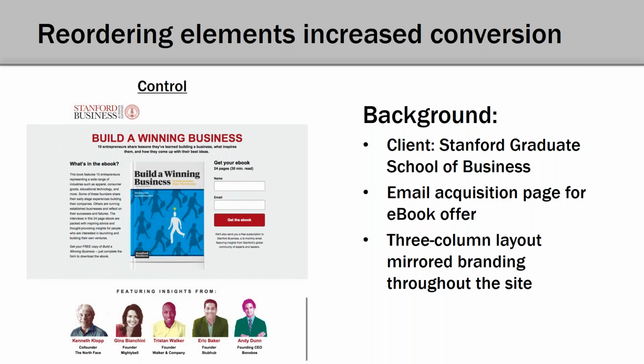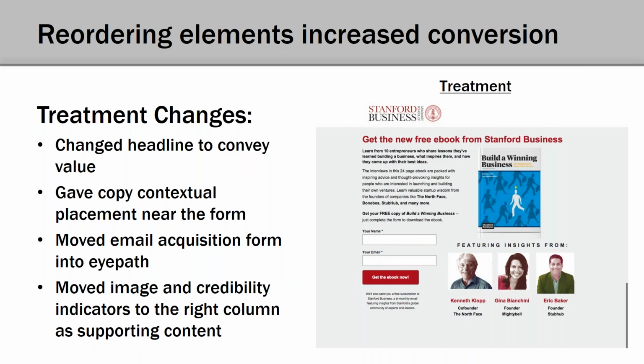And you can see that the orientation of the page, the layout of the content, is going from left to right. It's like what's inside the book, there's an image of the book, and then there's the email capture form on the right-hand side of the page. And so in the treatment, we simply reoriented the different variables. We created a treatment that went from the top to the bottom instead of from the left to the right. So you can see there's the headline, there's the copy, and there's the form itself directly below the copy.